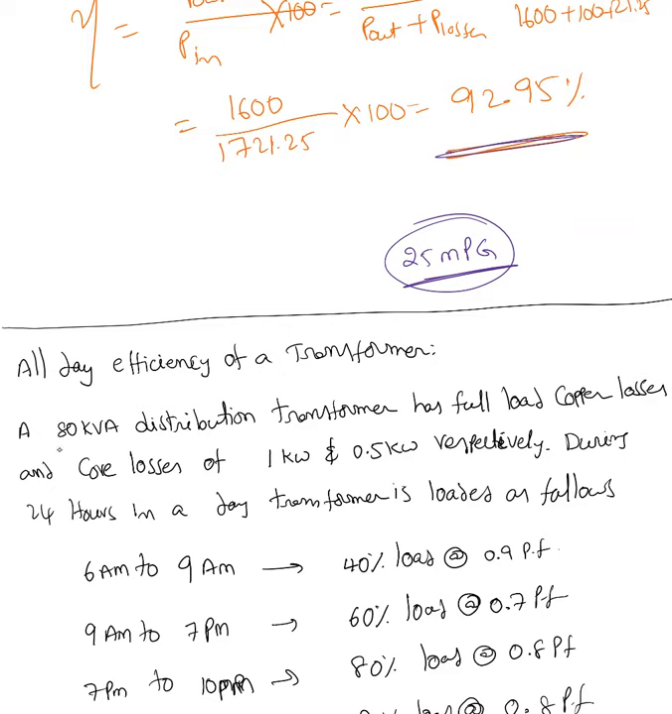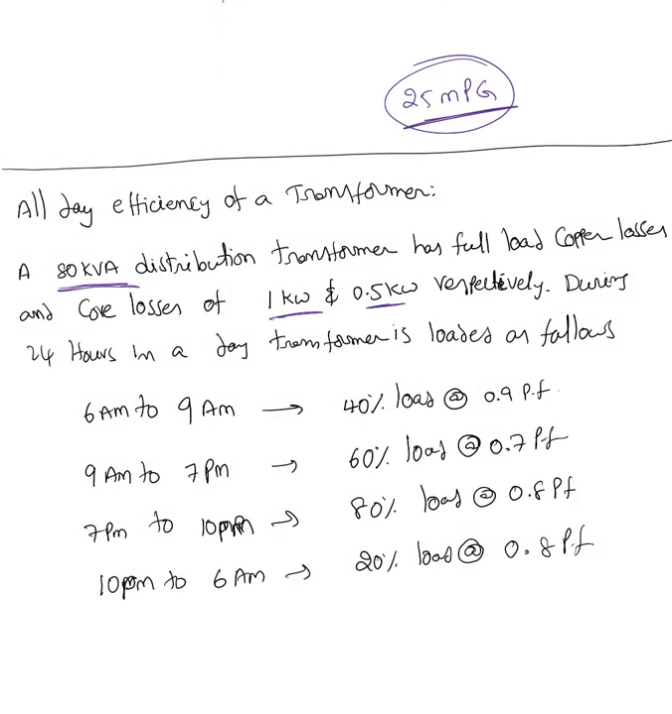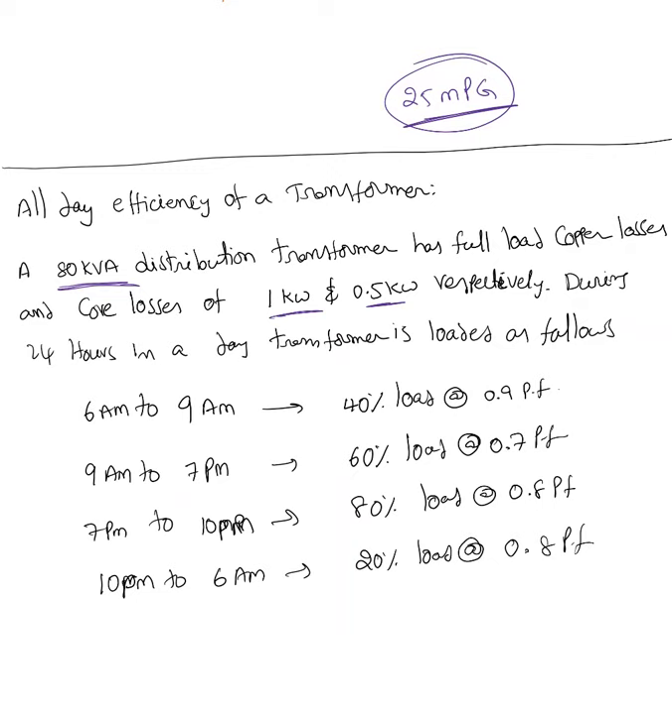Now a transformer you see in your backyard, most probably it's around 80 kVA, 100 kVA, which is connected to two, 3, 4 homes in that neighborhood. Okay, it's a distribution transformer, of course. It has a full load copper losses and core losses. These losses are already given. During the 24-hour period, these are the loads.